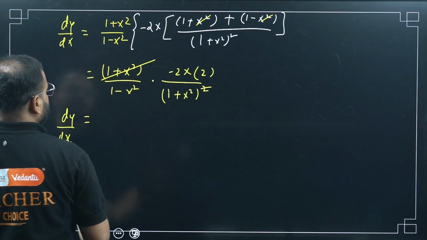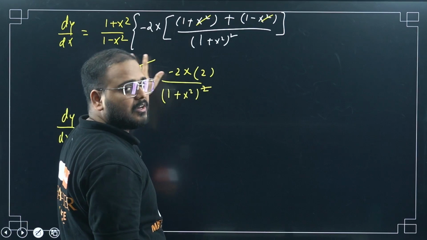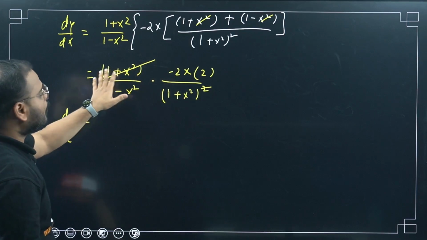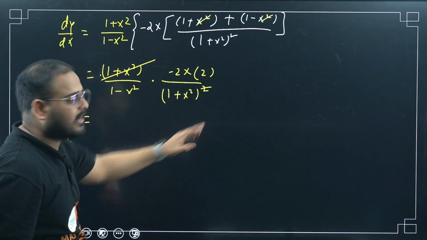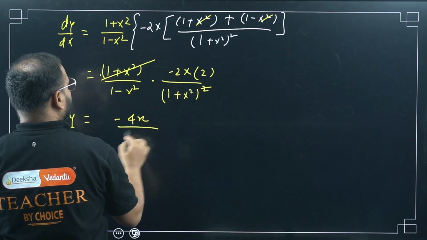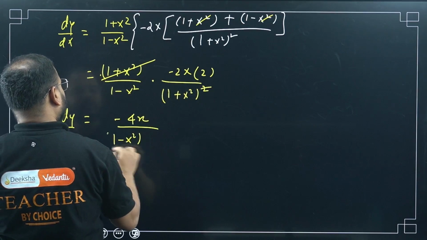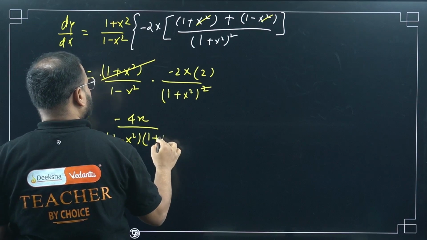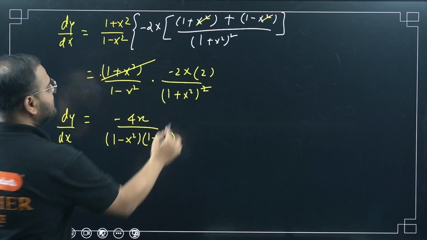dy by dx equals to, please check here. This is 1 plus x square the whole square in the denominator. 1 plus x square is over here. I can cancel one of them, right? What is left now? Minus 4x in the numerator upon 1 minus x square times, this is what? 1 plus x square is left. Correct? This is left, no?